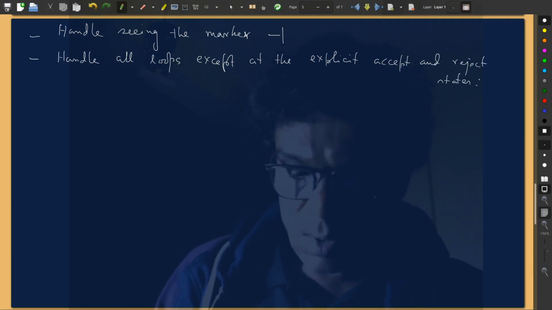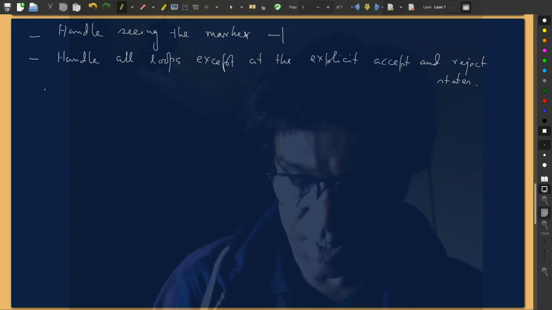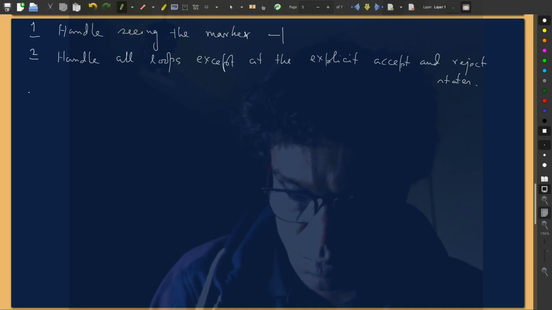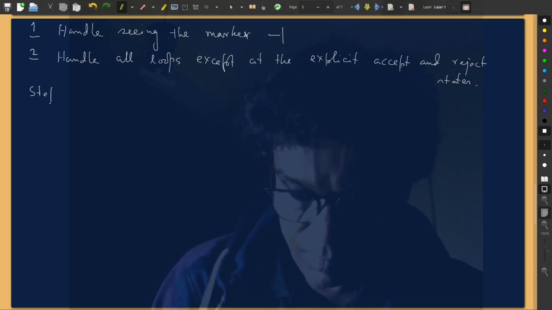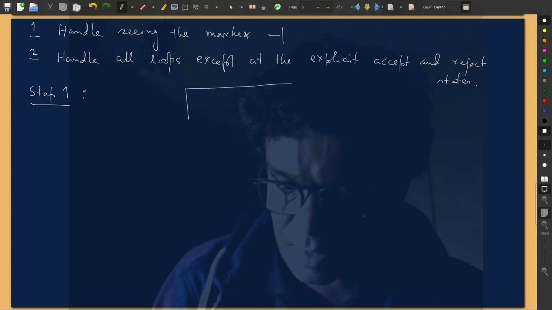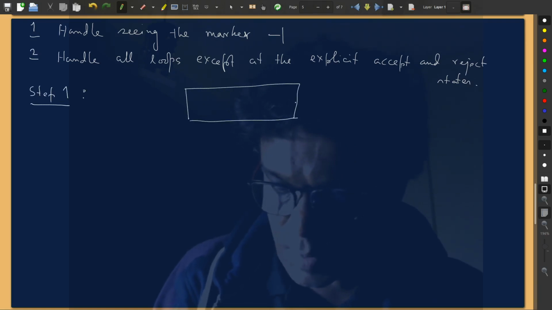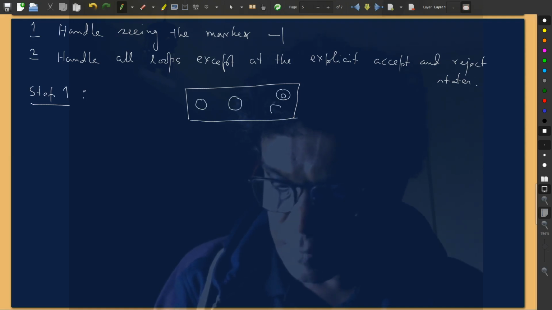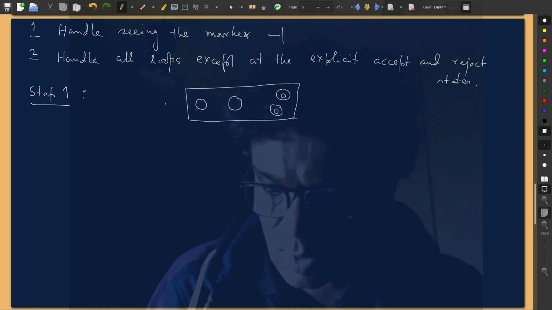Okay. So the first step, this is somewhat easier. This is step 1, and this is step 2. In step 1, if I have a machine like this, it has one start state, in general state P, and maybe a few final states. So this is the original machine.